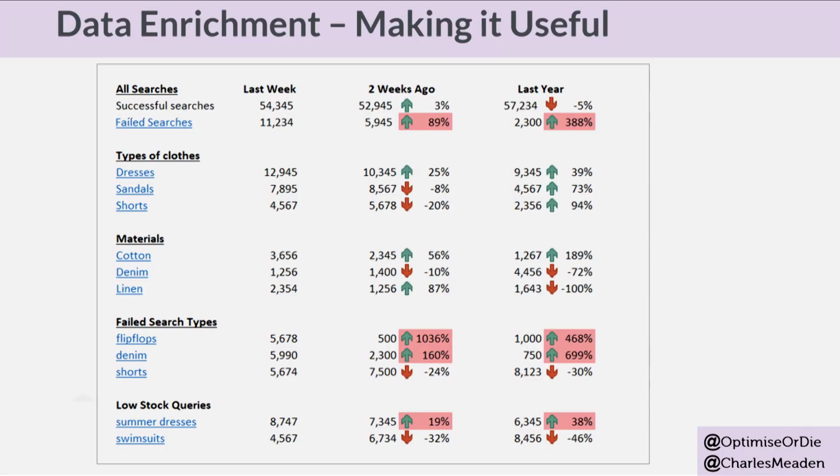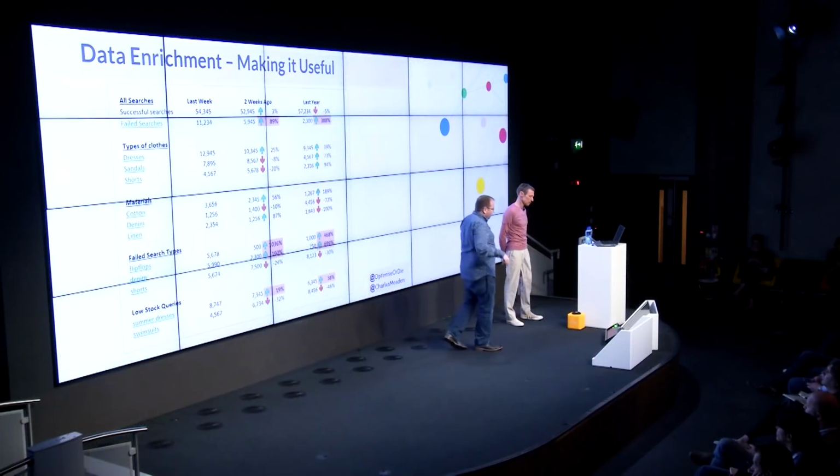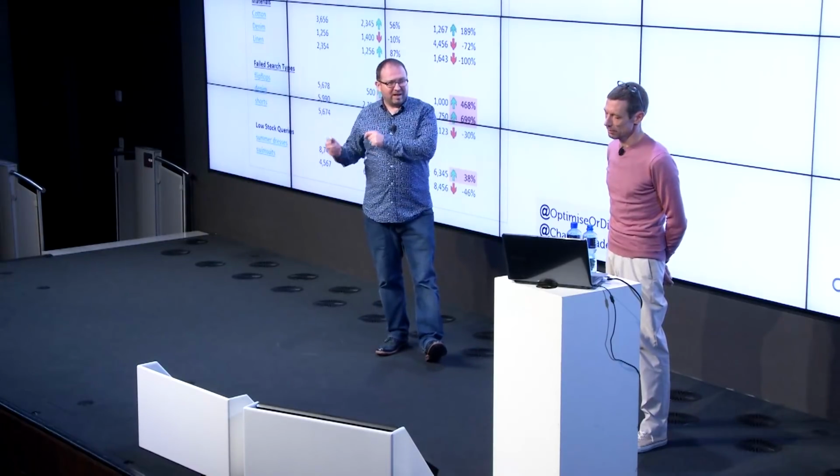We did a color coding system that basically said, if the searches have gone up, it's a green arrow. If they've gone down, it's a red arrow. And then we color coded the red for the failed ones to basically go, by the way, guys, you're getting a lot more failed searches than this last week or last year. And then he said, oh, it would be really useful if we could have the type of clothes and the materials. And then the merchandiser said, oh, what would be really useful is, can you show us all the low stock ones? Because we built out that taxonomy, it was really simple to say to the merchandisers, here's all the queries where you're returning really low stock.